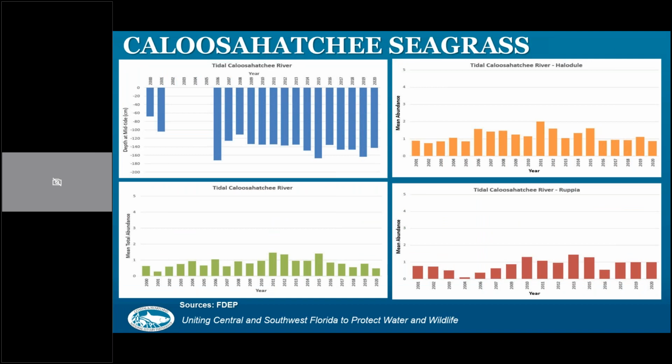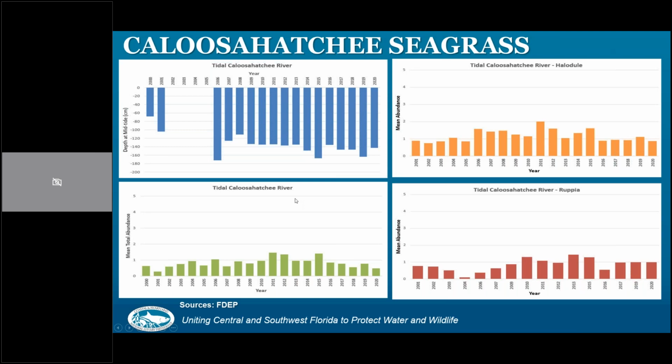And Caloosahatchee seagrass transect data. Again, they also capture deep edge and what's going on with species and what's going on overall with total mean abundance. So species abundance and then total mean abundance. So the trends here are a little bit different than what we've seen throughout the other regions, but again, not as much seagrass overall in this region.